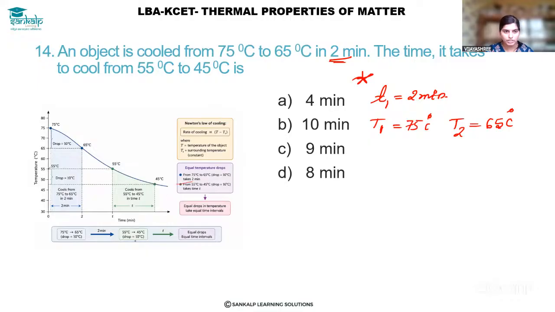Surrounding temperature is 30 degrees Celsius, let us keep that. Okay, surrounding temperature 30 degrees Celsius. Right, T surrounding equal to 30 degree Celsius. So apply the Newton's law of cooling. For the first time interval, let us apply the Newton's law of cooling for this time interval.